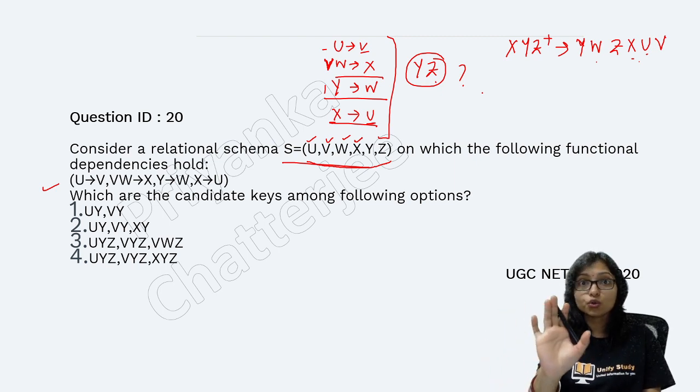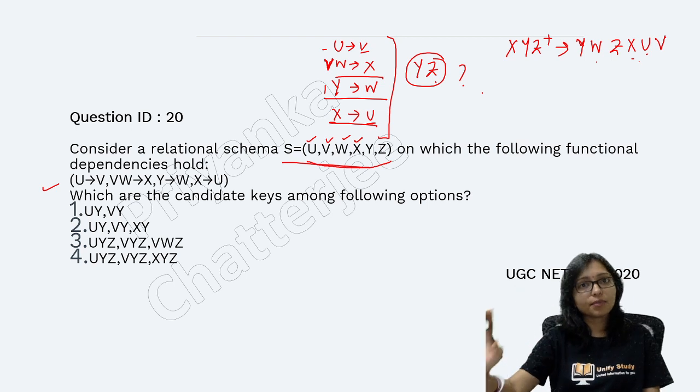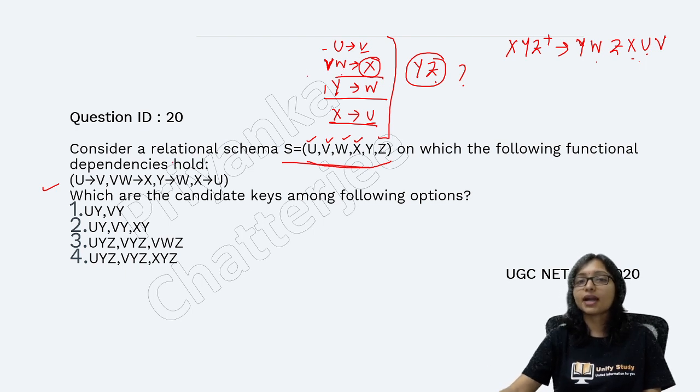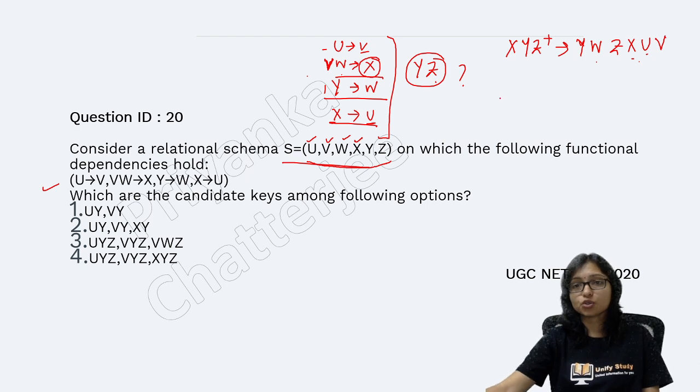But no, don't stop. Here there can be multiple candidate keys also. How do we get them? Check here: who can determine X? You can see VW can determine X. So let's try with V also. If I replace X with V, is it possible? You can see that yes, it will be possible.